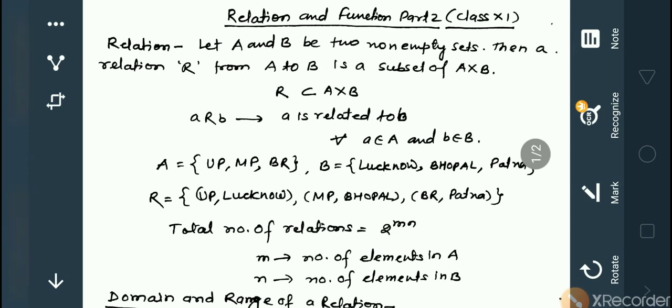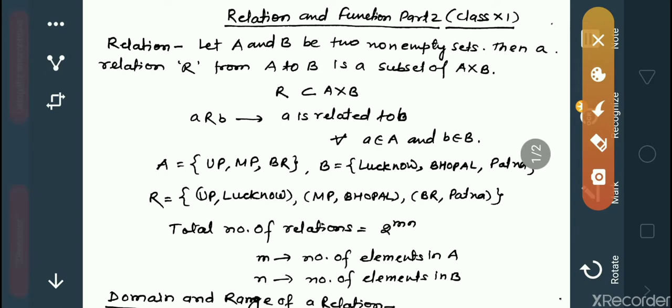In the previous video, we discussed the Cartesian product of two sets in relation function part 1. Today we are going to discuss relation. First we define what a relation is, and after that we solve some problems based on this topic.